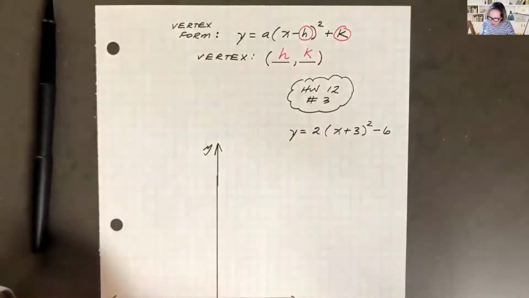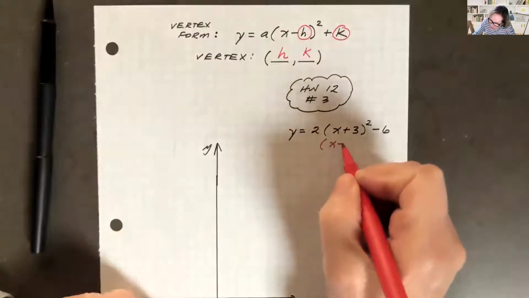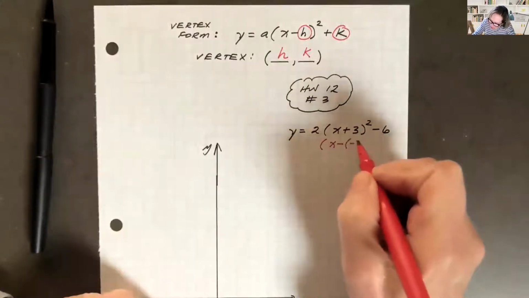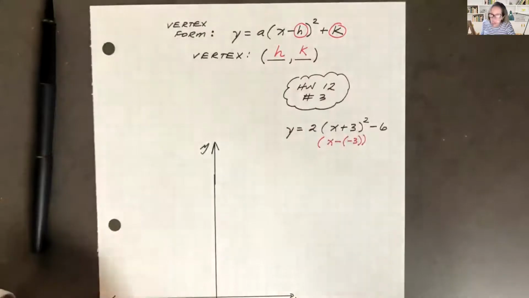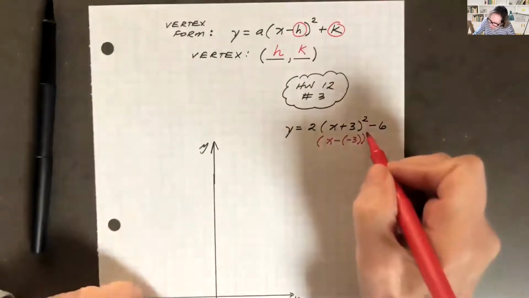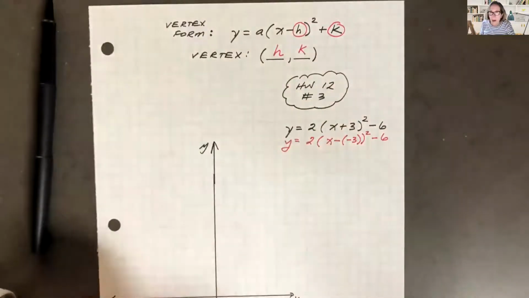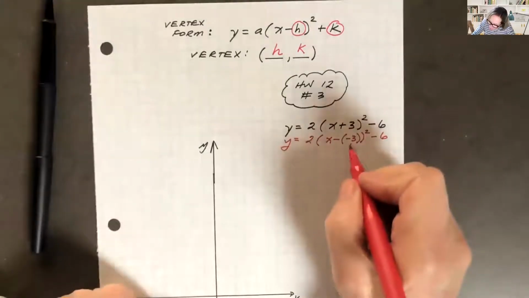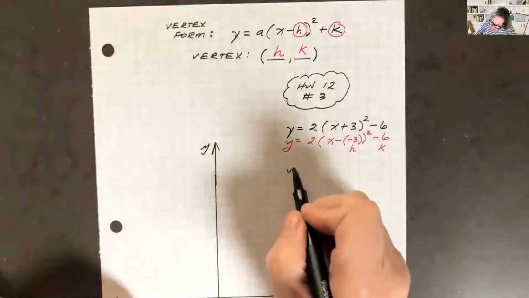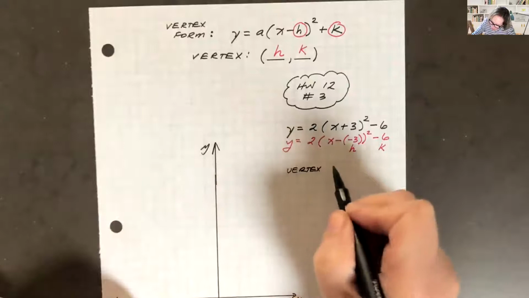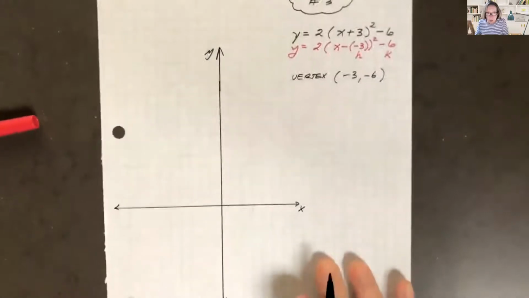And you're probably wondering why -3? Well, because it's a subtractive format, I have to write this as x minus something. So x minus -3 is the same as x plus 3. If I rewrite the whole thing like that, I can see that here's my h, and then the -6 is my k. So the vertex is going to be at the ordered pair (-3, -6).